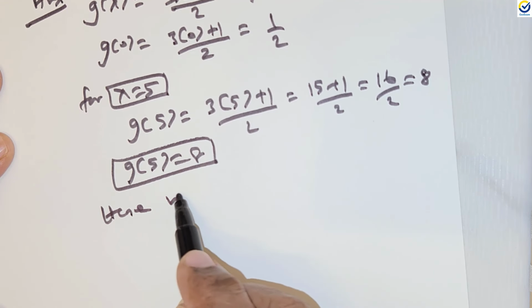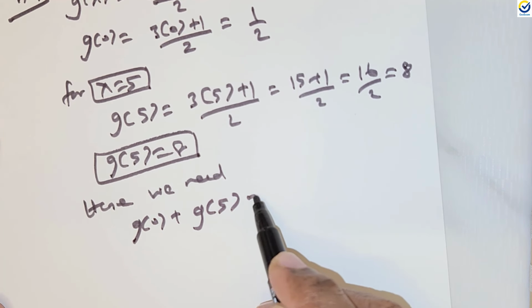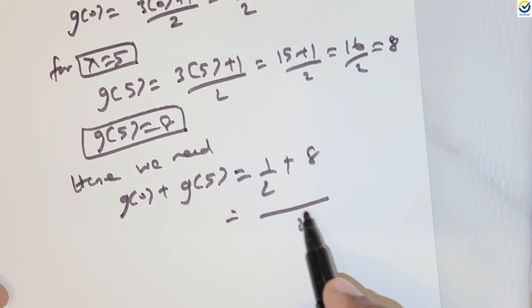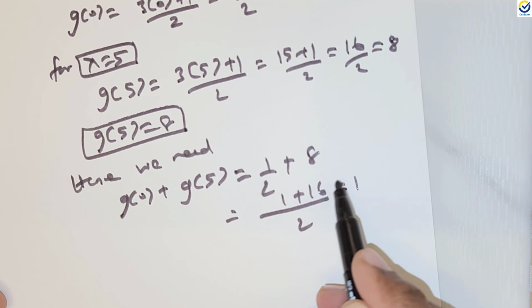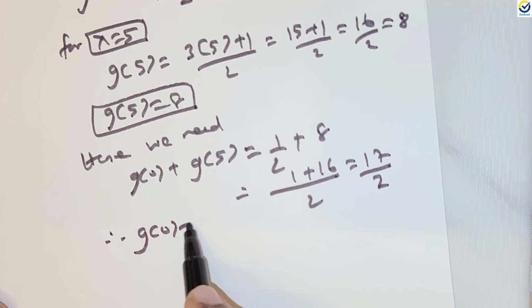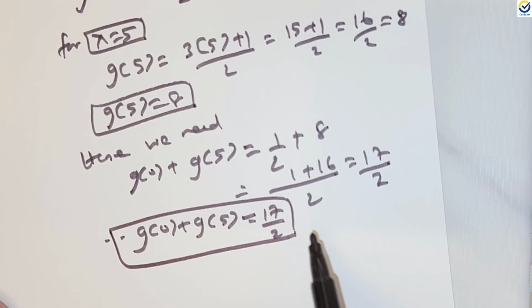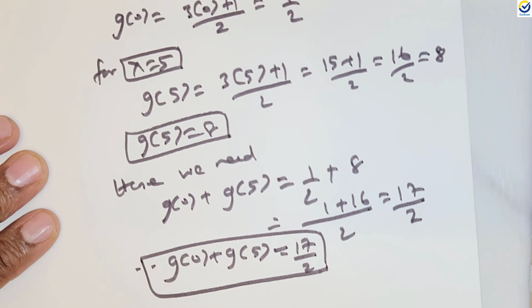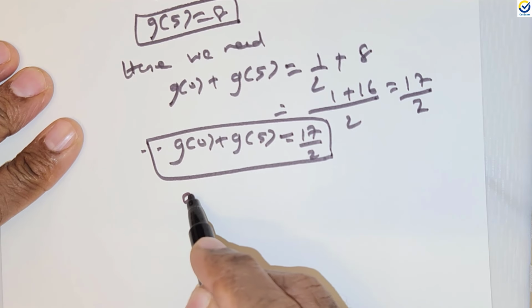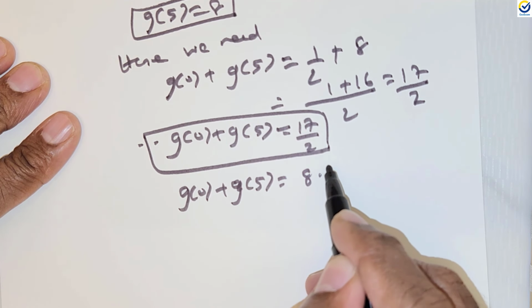So hence we need g(0) + g(5). g(0) is 1 over 2, g(5) is 8. I take the LCM as 2, I get 8 times 2 is 16, 16 plus 1 is 17 over 2. So therefore g(0) + g(5) is 17 divided by 2. Okay, so this is the solution for this question. On a side note, you can also leave this as the answer, or you can divide 17 by 2 and write it as 8.5.